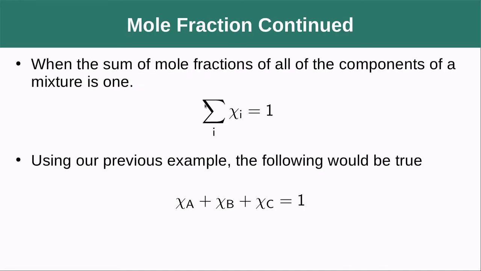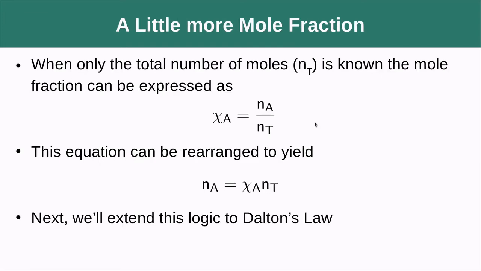And we can see that expressed here using sigma notation. When only the total number of moles is known for the mole fraction, it can still be expressed as the moles of any particular component over the total number of moles. This can be rearranged to yield that the number of moles of A is equal to its mole fraction times the total number of moles, which is how this operates like a concentration unit.